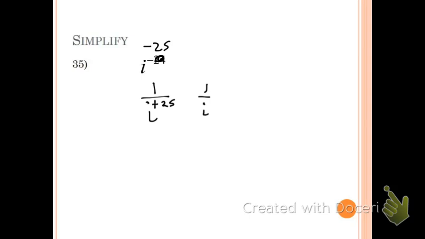I'm not okay with an imaginary number in the denominator. Rationalize it by multiplying both top and bottom by i. So now it gives me i over -1, so -i.